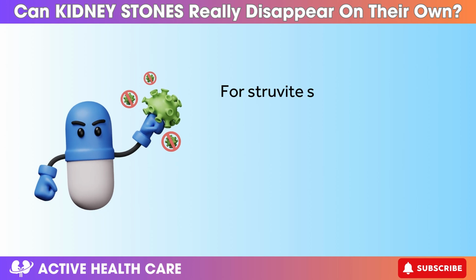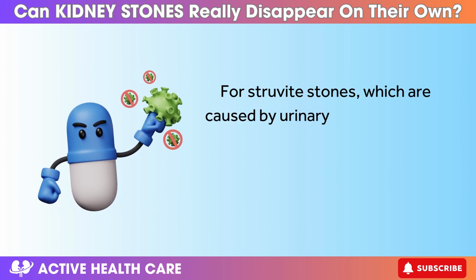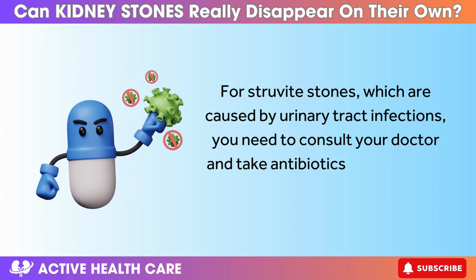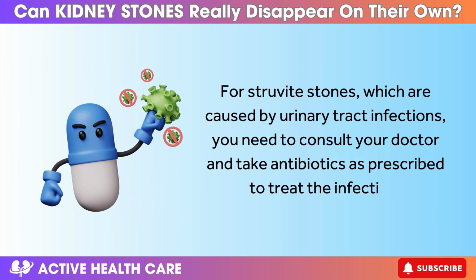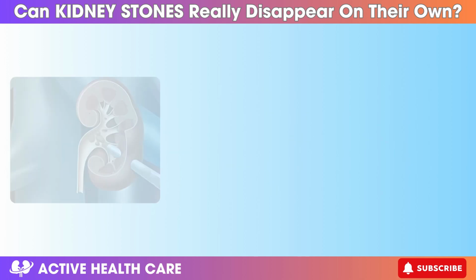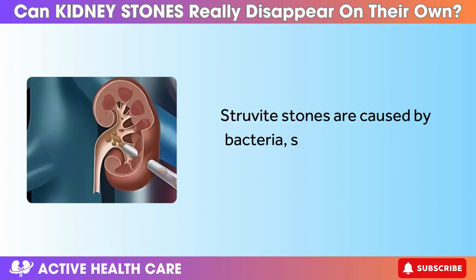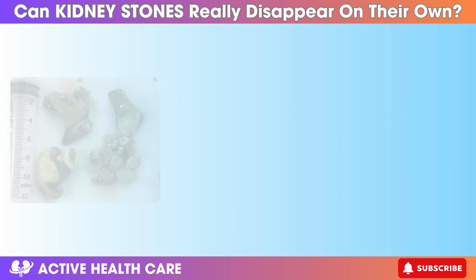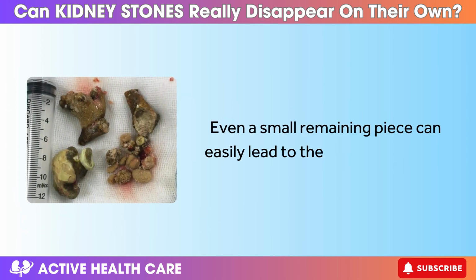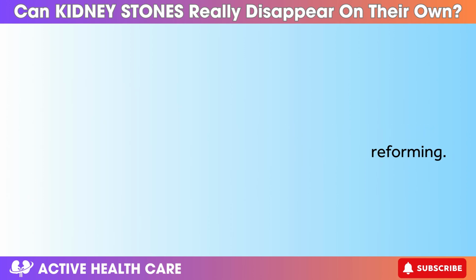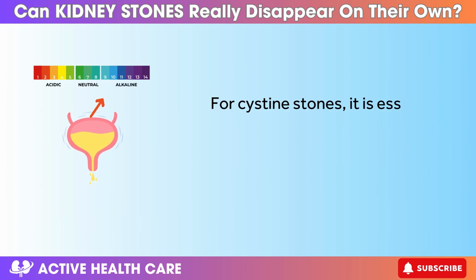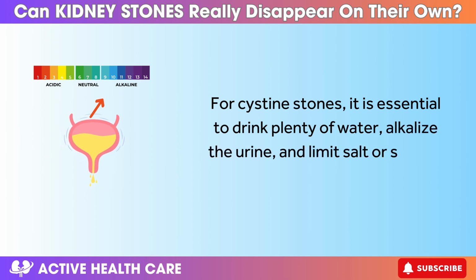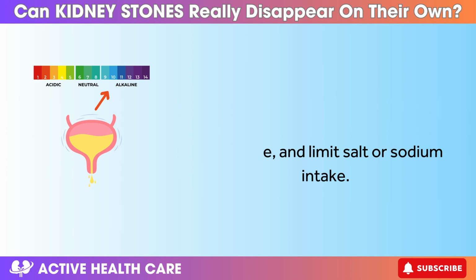For struvite stones, which are caused by urinary tract infections, you need to consult your doctor and take antibiotics as prescribed to treat the infection. Struvite stones are caused by bacteria, so it's important to remove the stone completely. Even a small remaining piece can easily lead to the stone reforming. For cystine stones, it is essential to drink plenty of water, alkalize the urine, and limit salt or sodium intake.